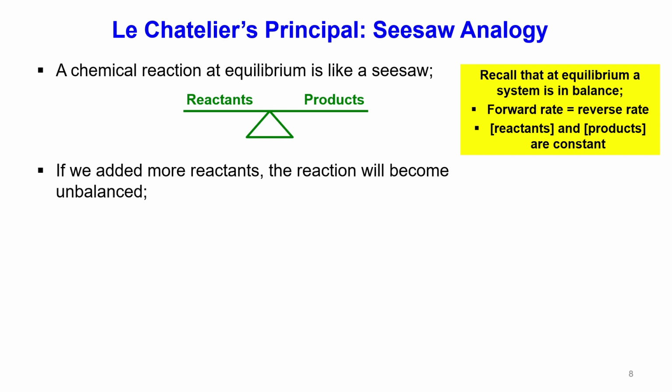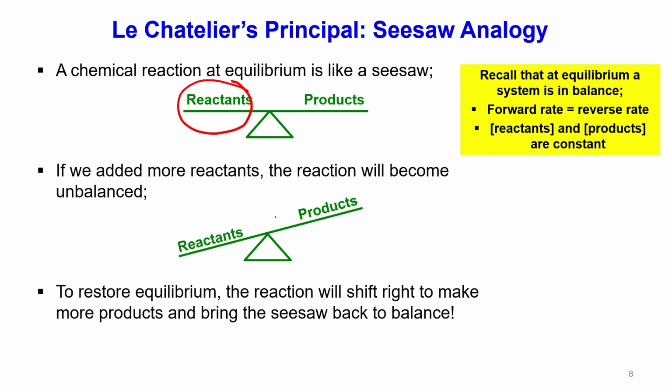So if we add more reactant, jadi kalau kita letakkan lebih banyak reactant di sebelah kiri di sini, the reaction will become unbalanced. So how to balance? To restore the equilibrium, the reaction will shift to the right. Okay, dia akan bergerak ke sebelah mana? Ke sebelah kanan. Okay, to make more products and bring the seesaw back to balance. So it's very easy for us to understand this analogy. So dia seimbang semula.